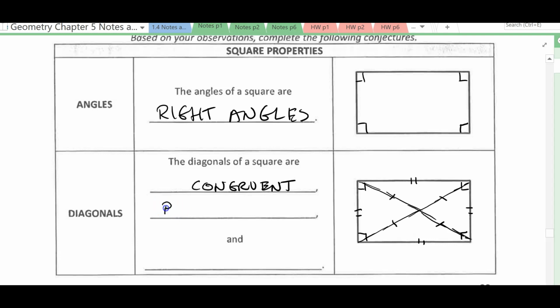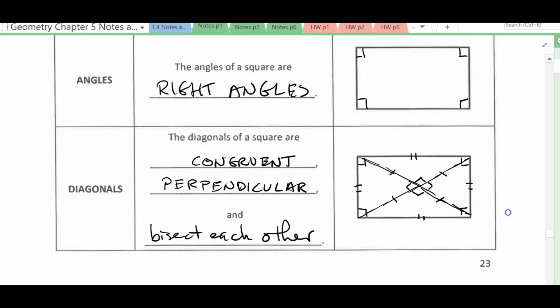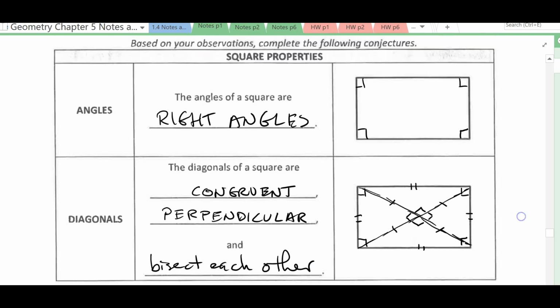And they are also perpendicular. So these are all going to be right angles. Again, we're drawing this in a rectangle, but we want it to be a square, so we're going to give it those properties. And they also bisect each other. Alright, so those are our additional properties that a square has.